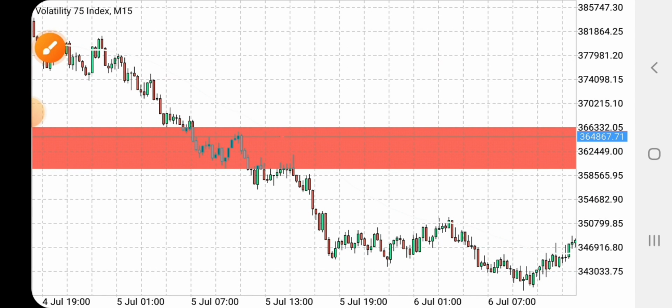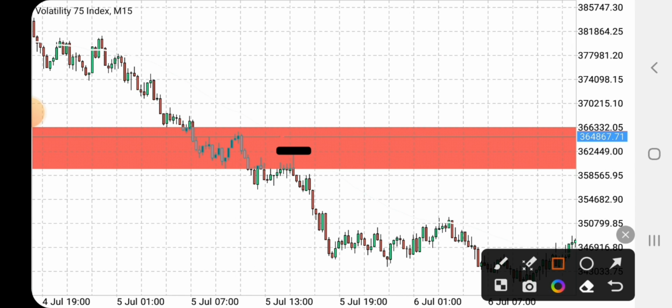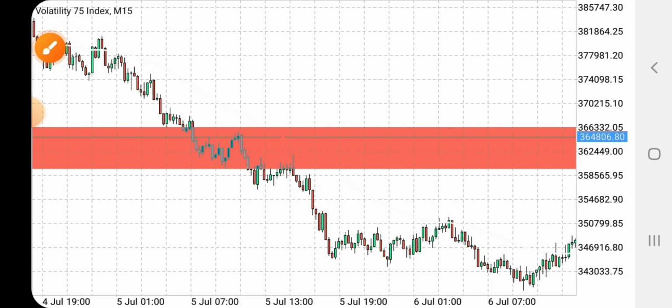On 15 minutes time frame, we are going to get a retest right here. You can see the price actually retested to the upside, so you'll be able to sell at this zone. So you just want to see a key level. That's the first thing.